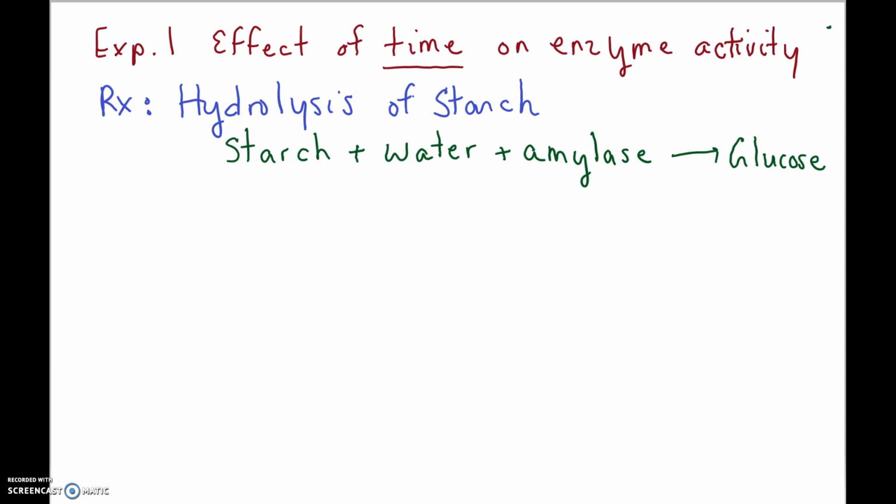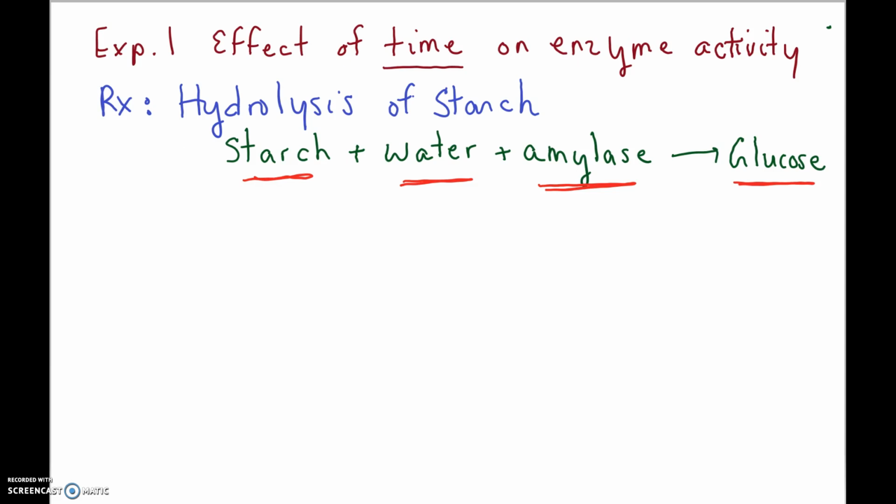So experiment 1 of this lab is the effect of time on enzyme activity. And the reaction that you're using is called the hydrolysis of starch. So I wrote out the reaction for you beneath there where you see hydrolysis of starch, you see the term starch, and then you see water, and then you see amylase, and then you see glucose. So let's identify from this reaction, what is what.